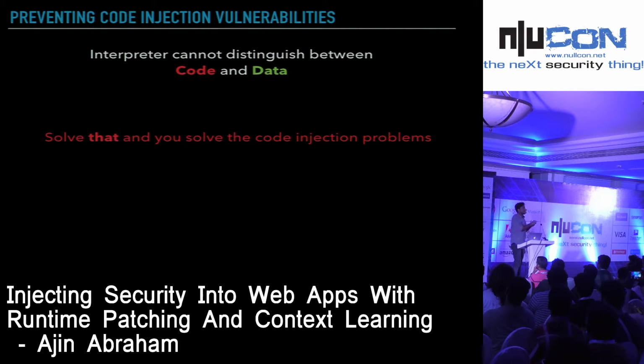The problem is that code injection vulnerabilities happen because your interpreter cannot distinguish between code and data input. It is pretty common in WebSec and AppSec, and it's the same everywhere, even in system security where you have exploitation happening, like buffer overflows and so on. The basic problem is that your machines cannot understand what is code and what is data. They just consider everything as code or data depending upon the input you give. If you can solve that particular problem, you can solve all the code injection problems. So that's what we are going to do today.